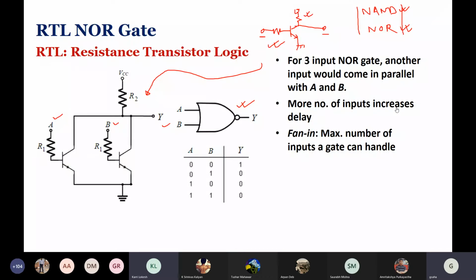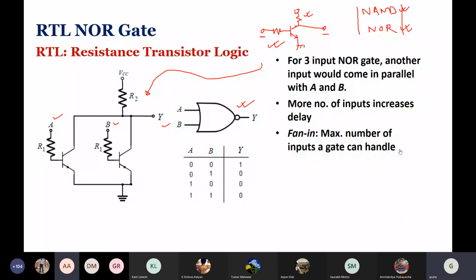Okay. Again, in the interest of time, I now ask whoever feels like answering this: how is this a NOR gate? Anyone volunteering? Preferably someone who has not spoken before, so that everybody gets an opportunity. Can anybody come forward? Apurva Anand. Yes, sir.